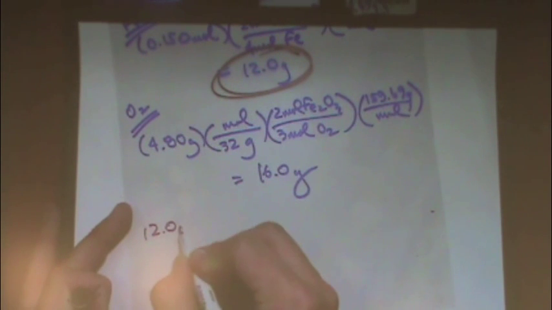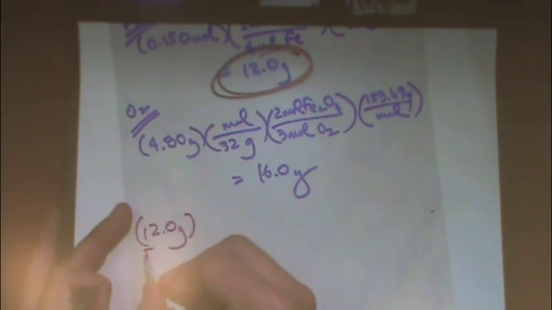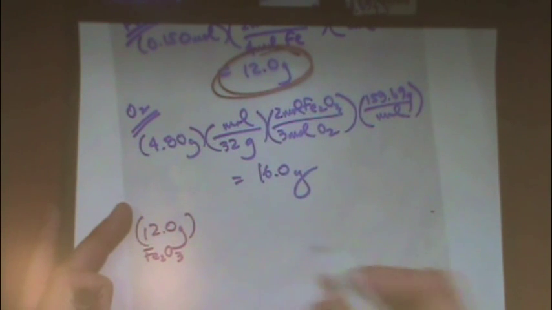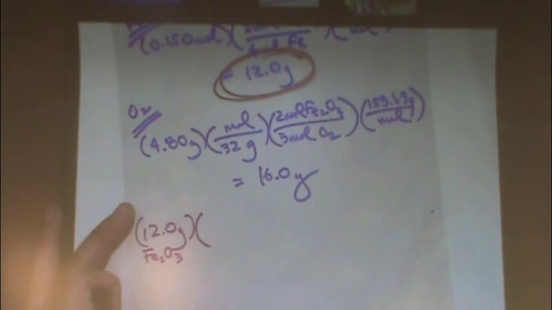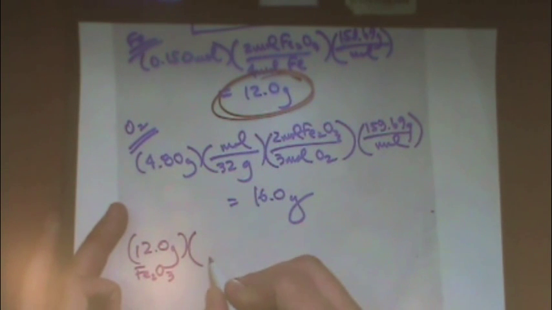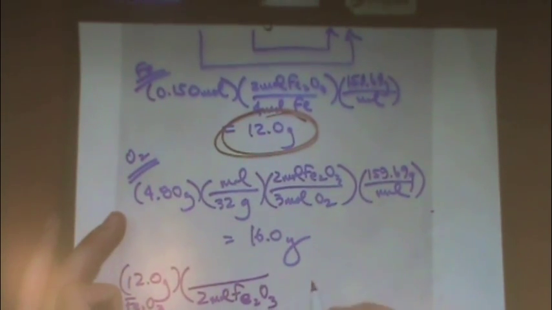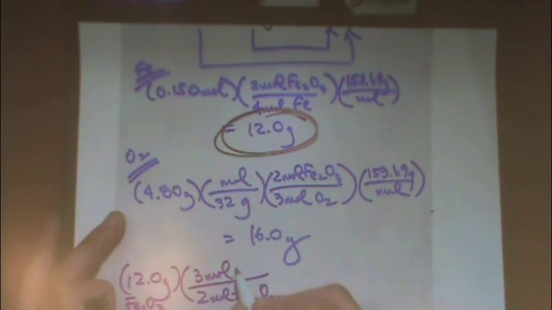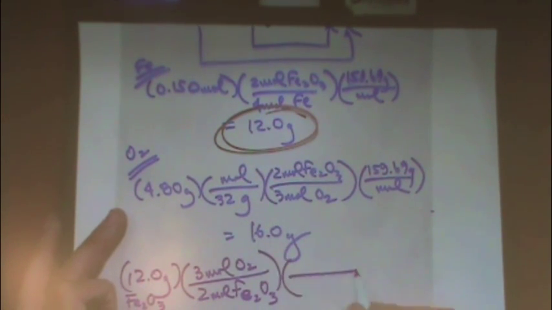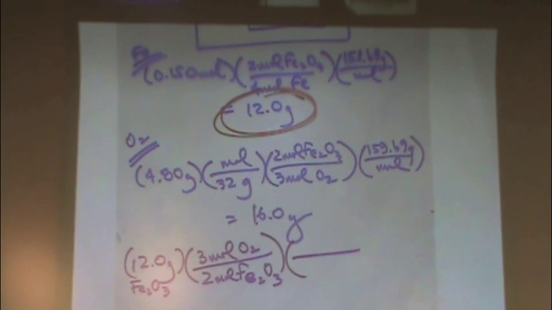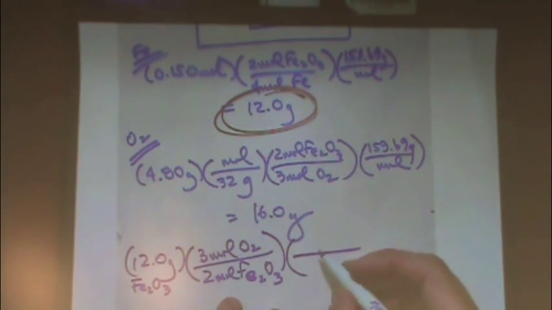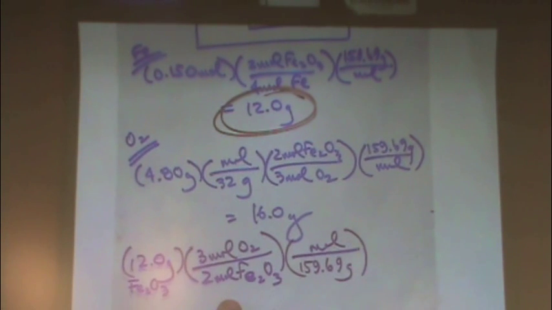Start with the correct answer, grams, and this is of the iron 3 oxide. Okay, now you want to go back to the oxygen. So you're going to say, well, there's on the denominator 2 moles of the iron 3 oxide. And then in the numerator, remember we're going to oxygen. So 3 moles of oxygen. And 159.69 grams per mole. Okay, so that was a little backwards.